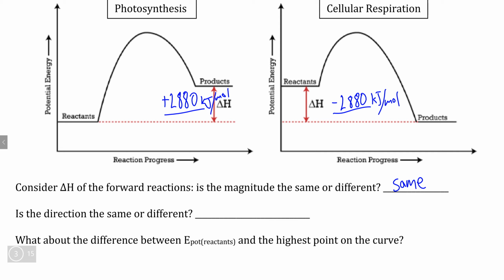However, the only thing that changes is the sign, is the direction. So this is one easy shortcut that you can remember, is if you take an exothermic reaction and flip that reaction around, the difference in potential energy between reactants and products remains the same, only because the reaction is going in the opposite direction, the sign flips for them.